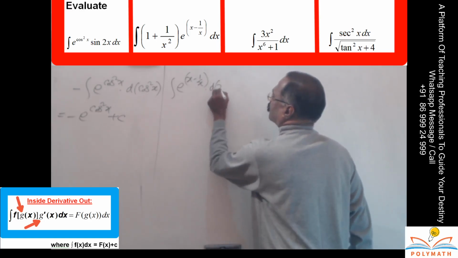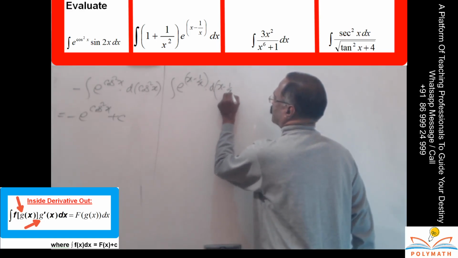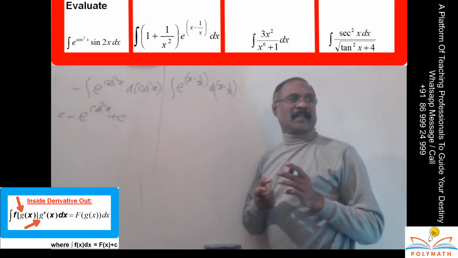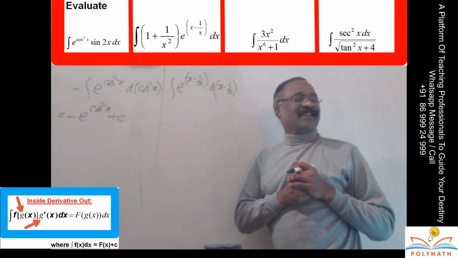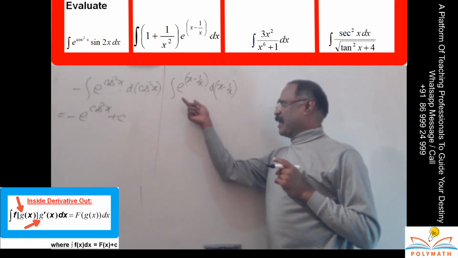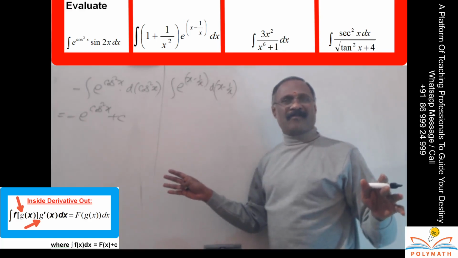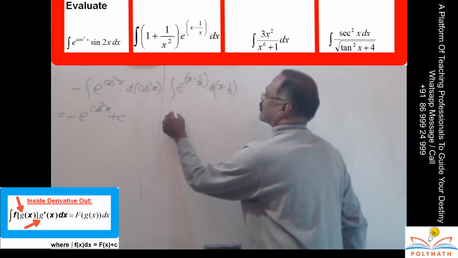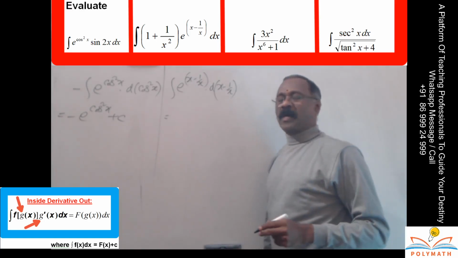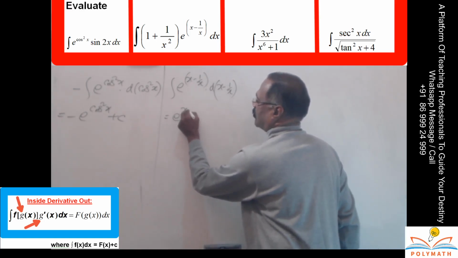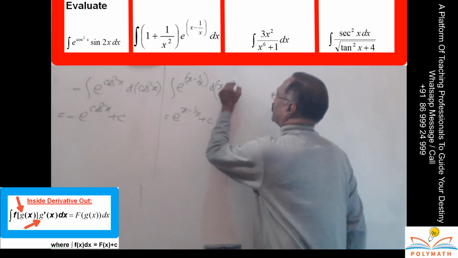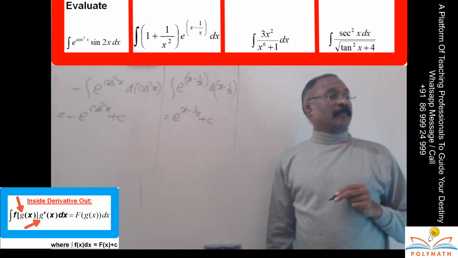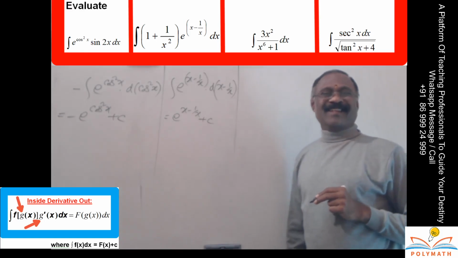Write the derivative of x minus 1 by x, please. See that? What is the derivative of x minus 1 by x? 1 plus 1 by x squared, which is very much there. So it is again e power x form. In place of x, you have x minus 1 by x. So, what is the integral of e power x? E power x. So, your answer is e power (x minus 1 by x) plus c. Done. Next one. Integral of 3x squared divided by x power 6 plus 1.